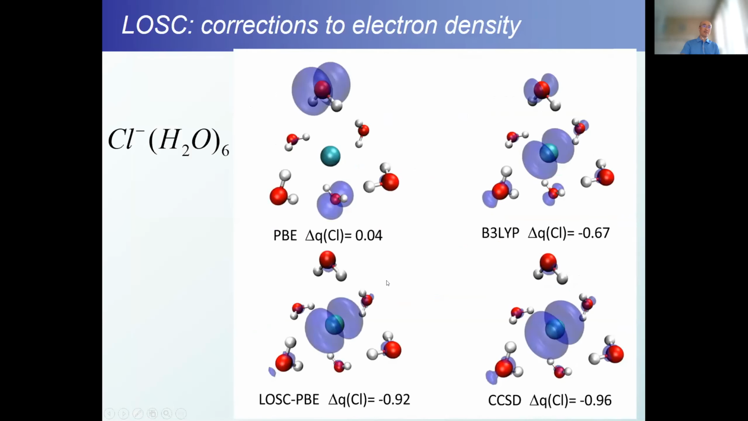And the charge distribution, the chloride in water, is also solved if we carry out the self-consistent calculation. So this is the corrected lOSC on PBE compared to CCSD, or PBE itself, which is completely wrong. Actually, you have a wrong sign. B3LYP, the hybrid functional, gives you only halfway right.